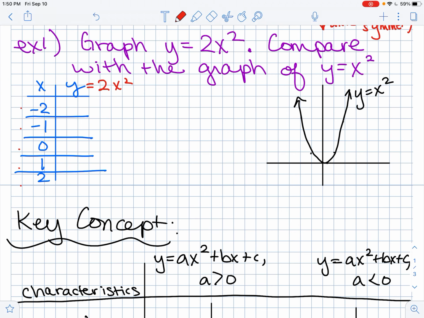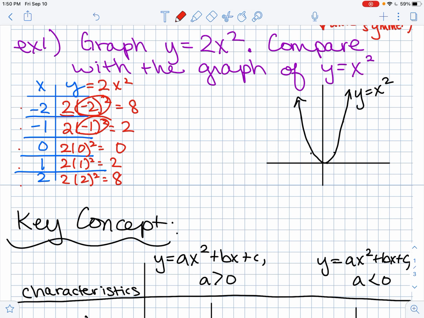If I plug in x is -2 into 2x squared, I end up with positive 4 times 2 is 8. And then here we get positive 1 times 2 is 2. And then here we get 0. Here 1 squared is 1 times 2 is 2. And lastly, 2 squared is 4 times 2 is 8. So we have these points, -2, 8, -1, 2, 0, 0, 1, 2, and 2, 8 that we're going to graph. So let's put that over here.